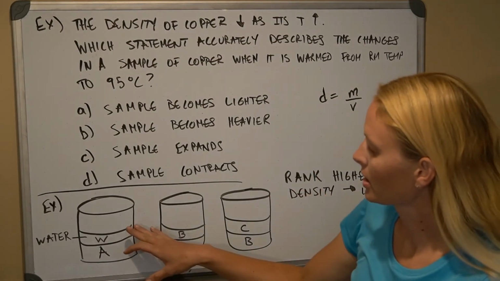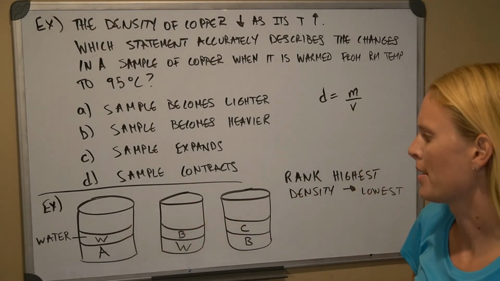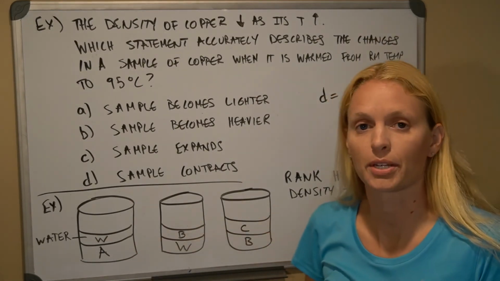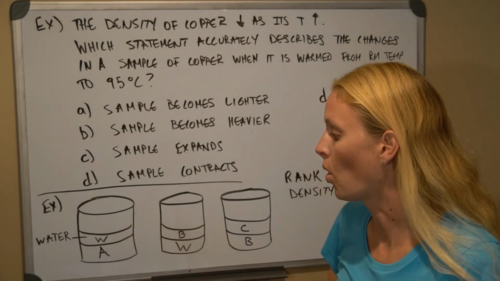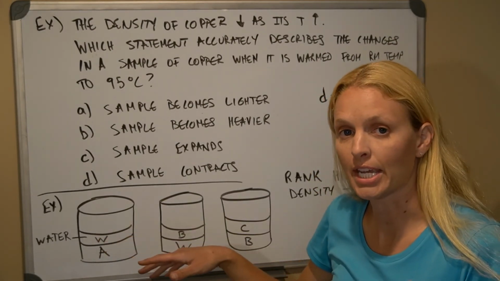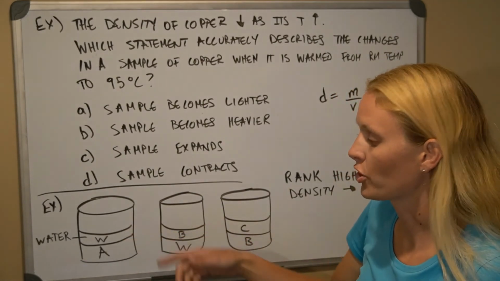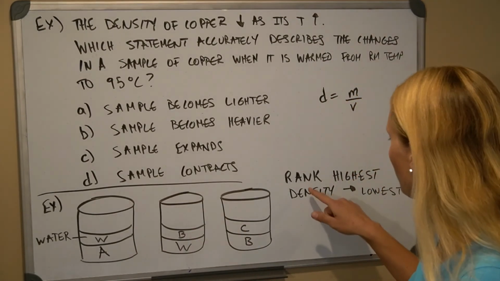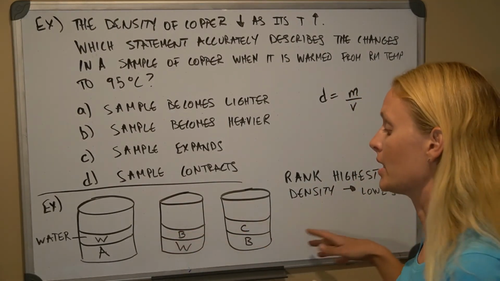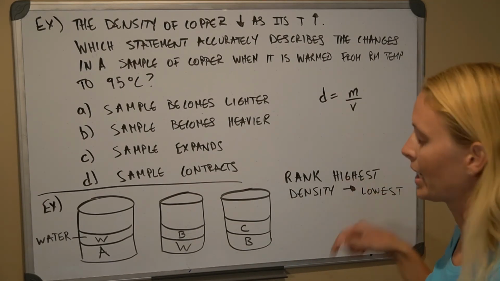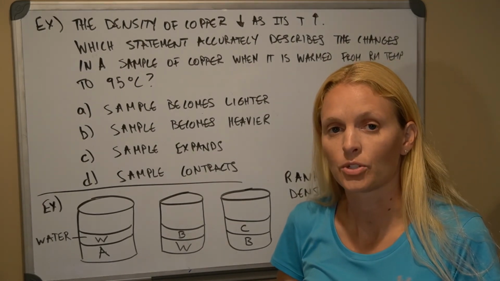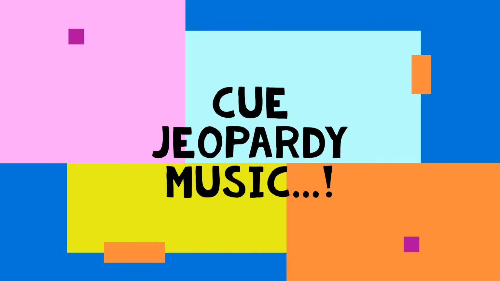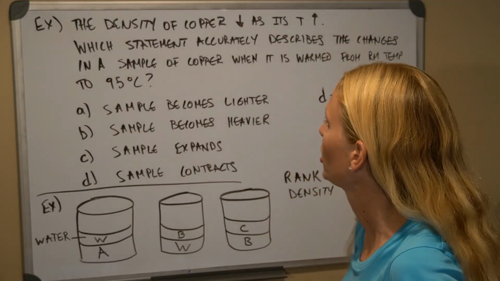All right, for this last example, we have pictures of different substances. A, B, C, D are different substances, and they are being compared with water. These are liquids in a container, and you can see which substance is lighter and heavier in each scenario. What you're going to do is rank the density of A, B, C, D, and the water from the highest density to the lowest density. So take a minute and try that on your own. Okay, so let's take a look at the answer.